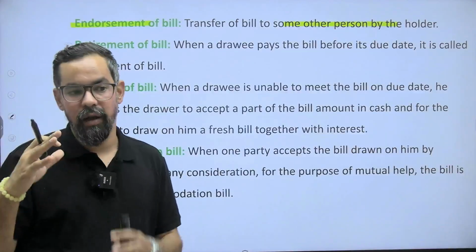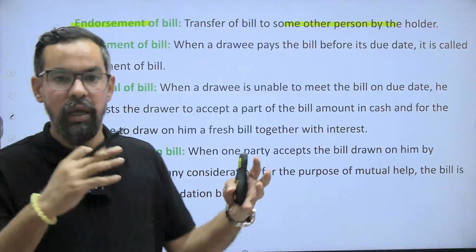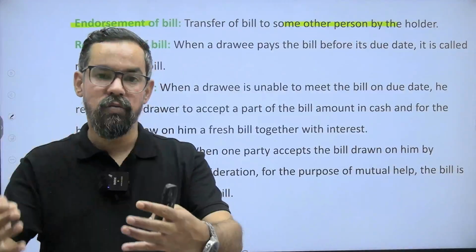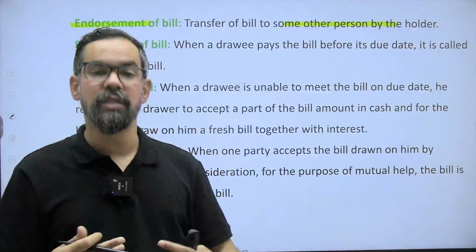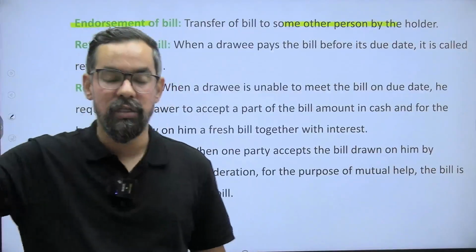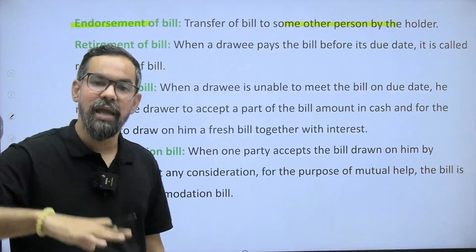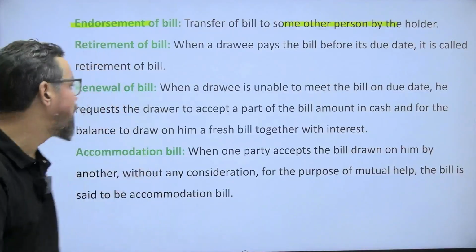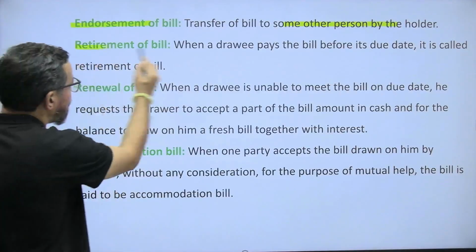Let's say A draws a bill on B. Now A has some vendors from whom I have purchased raw material. I have to make them payments. So I directly assign that bill to C, from whom I have purchased those raw materials. Okay. Retirement of bill. This is something.